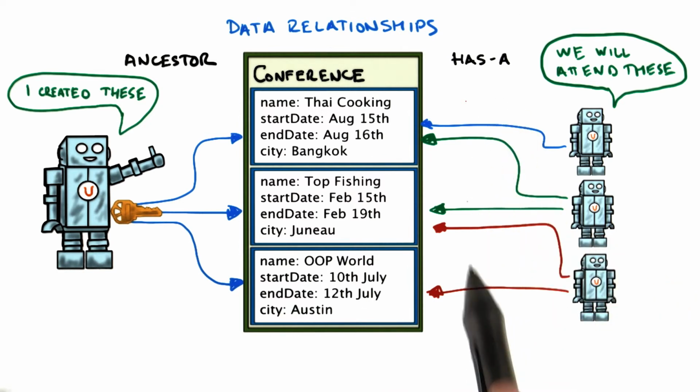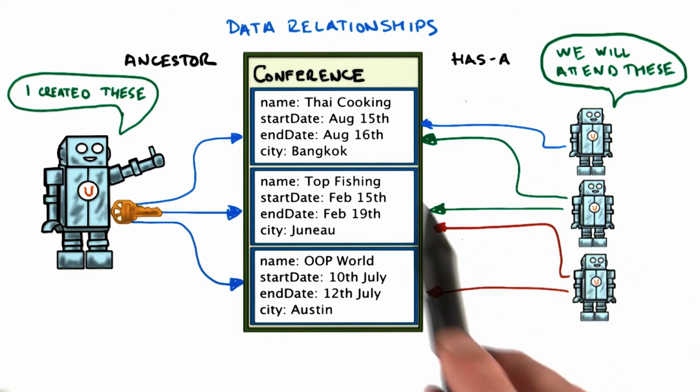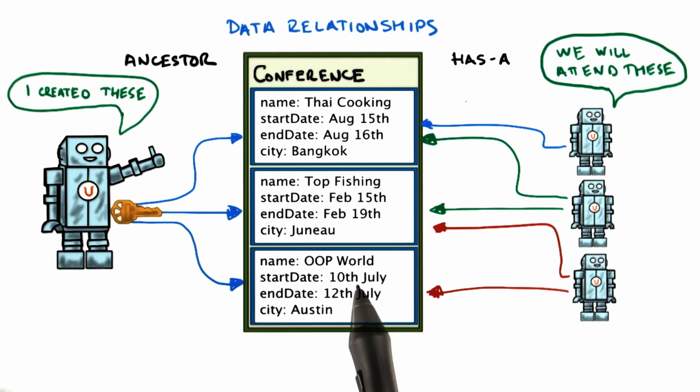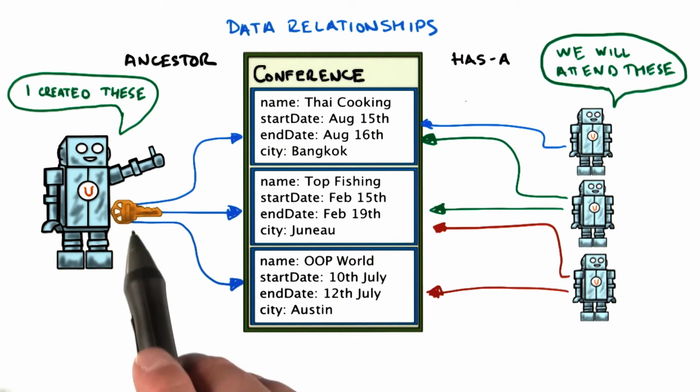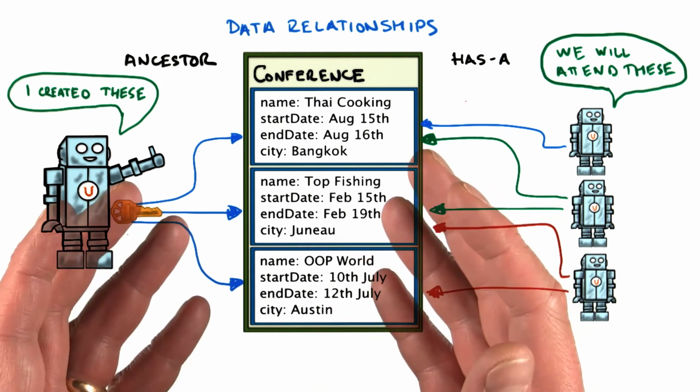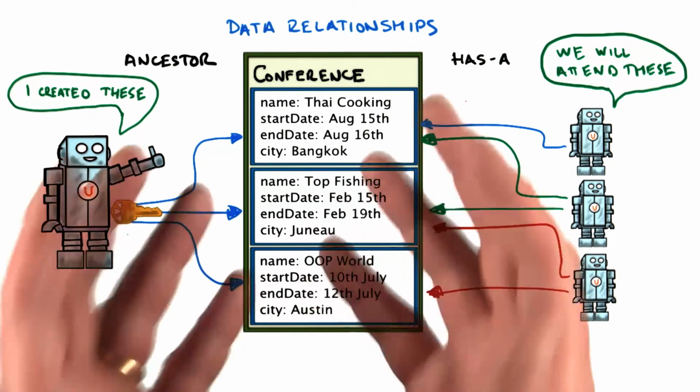Observe that this relationship can easily change. We can deregister from conferences and register to new ones, so it is not bounded by the strict rules of the ancestor relationship. So those are the basics of these relationships, and that's also enough theory for now.